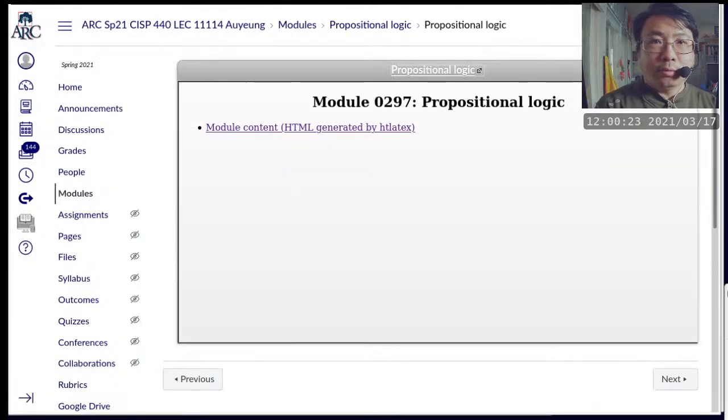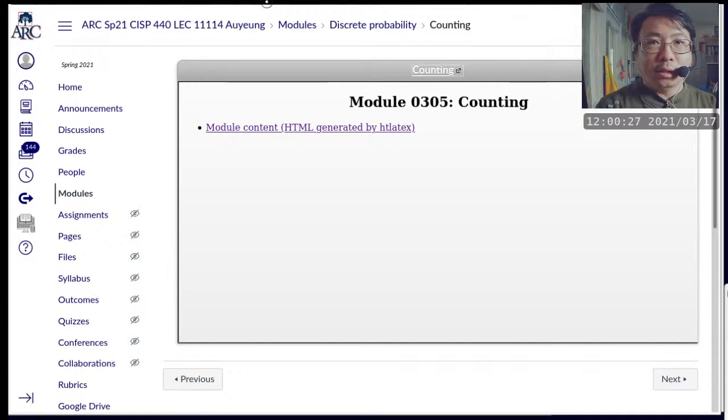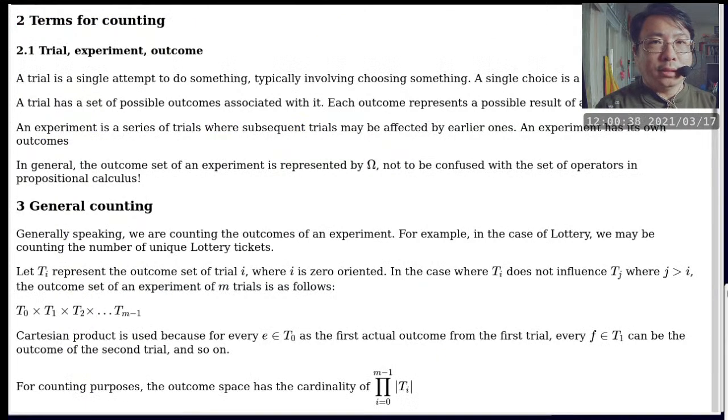Alright, so what we're doing today is to continue talking about the lotto game, and in that process we're going to explain a few terms that have to do with counting. Counting is not quite as simple as what we understand as counting, like 1, 2, 3, 4. We're counting the number of ways of something. Okay, so I'll explain that.